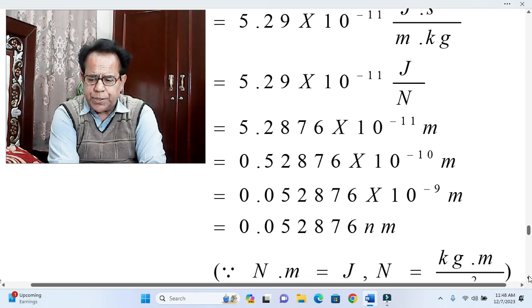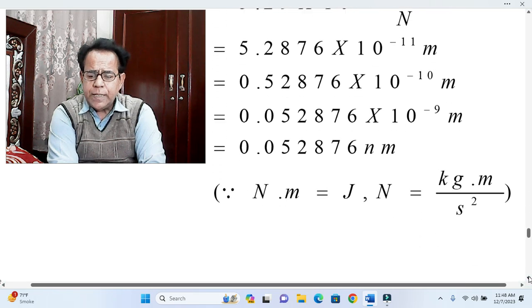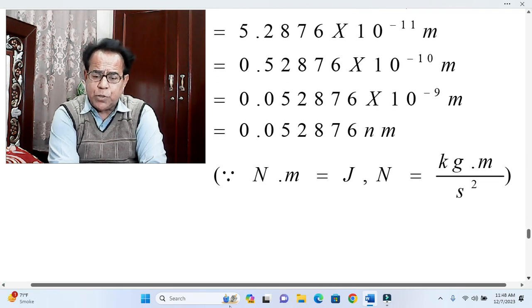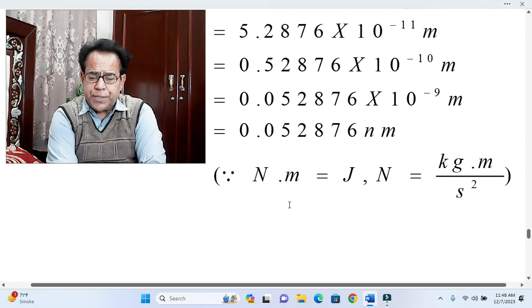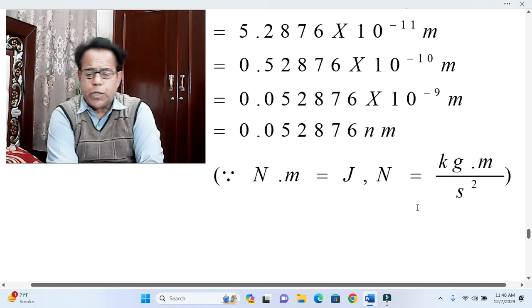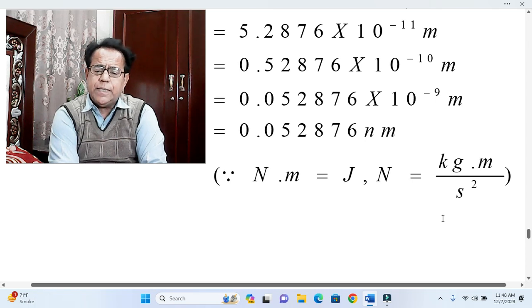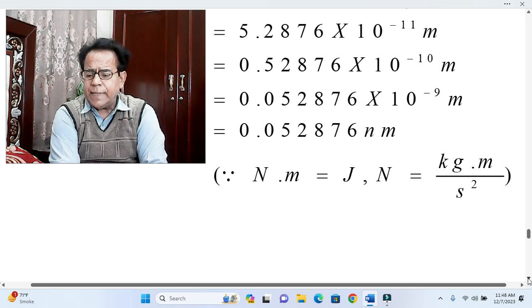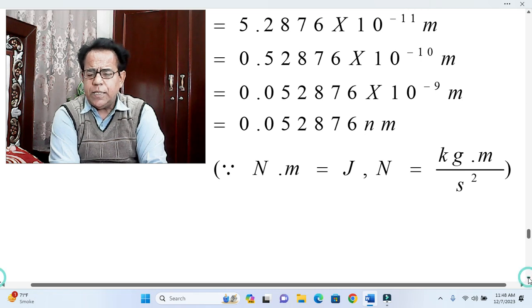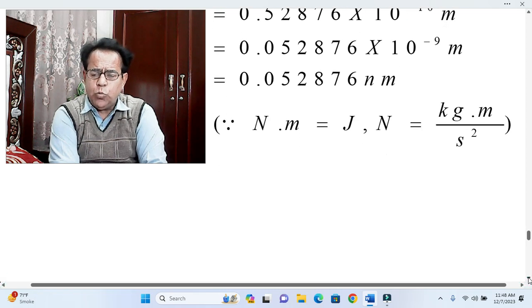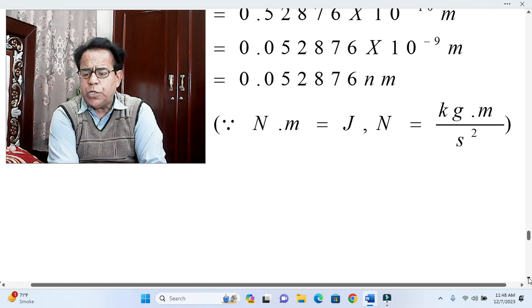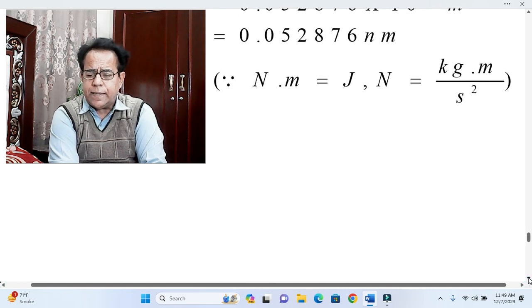So we can write this figure as 0.052876 nanometer. Dear student, next hint is given that because Newton into meter is equal to joule and Newton is equal to kilogram meter per second square, these two definitions have been applied in this problem as conversion factors. Okay, Newton into meter is equal to joule and 1 Newton is equal to kilogram meter per second square.